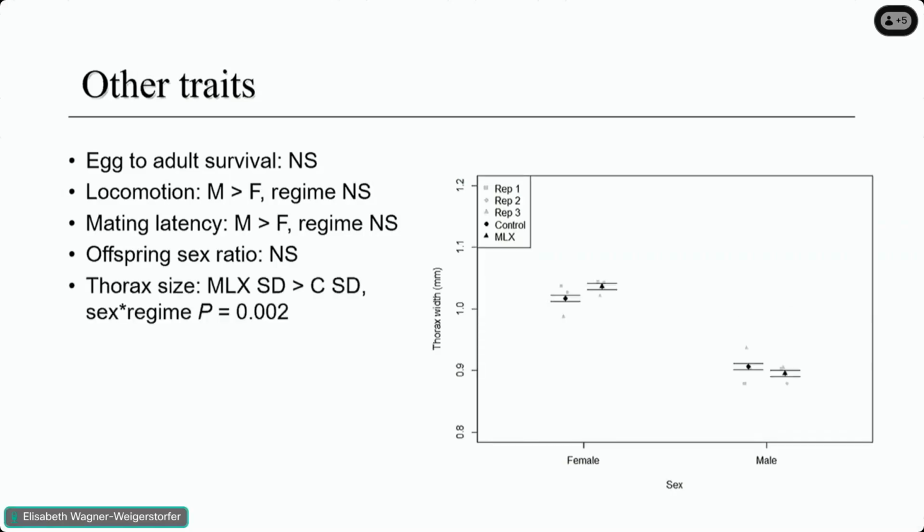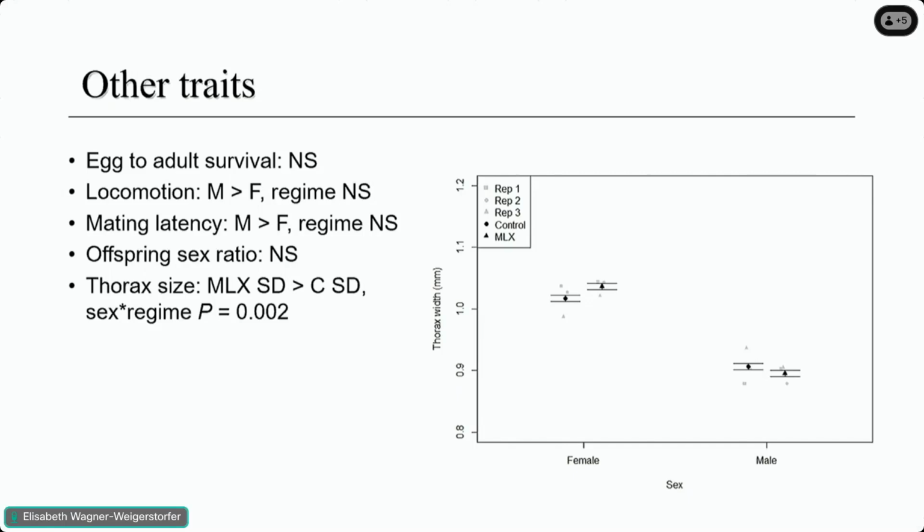And then finally, we found something kind of interesting when we looked at body size, and very unexpected, I would say. The degree of sexual dimorphism in body size seems to have increased in the MLX lines compared to the control lines. So on the left, you have females, and this one is control, this one is MLX. On the right, you have males, control and MLX. And so the females are going up a little bit in body size, and the males are going down a little bit in body size.